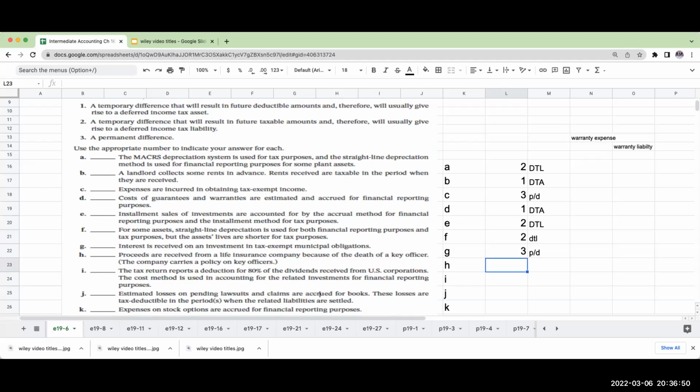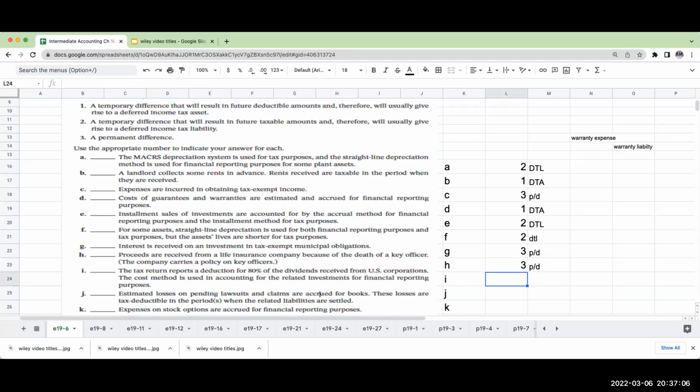Proceeds are received from the life insurance company because of the death of a key officer. The company carries a policy on the key officers. These proceeds are going to be exempt basically from taxation. This is going to be a permanent difference.